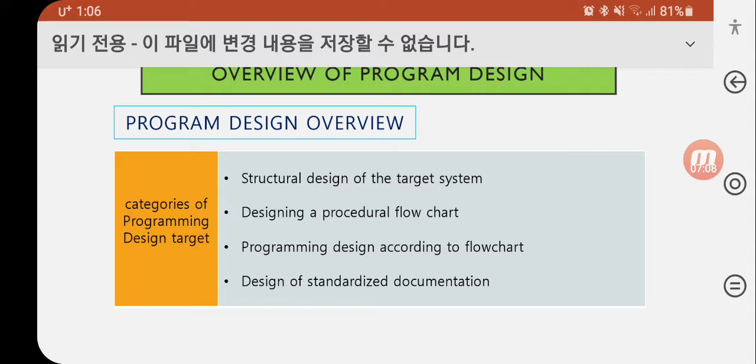Categories of programming design target. First target: the first category is structural design of the target system, and second is design of a procedural flowchart. Third is programming design according to the flowchart. Final is design of standardized documentation.